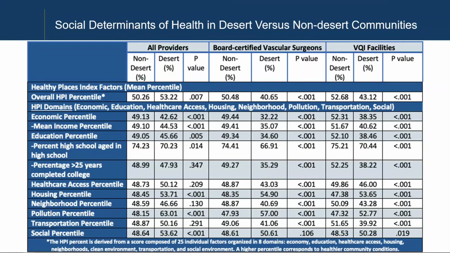The mean HPI percentile was significantly lower in the board-certified provider and VQI facility desert regions compared to non-deserts, and correlated to worse living conditions and health-related outcomes in these desert regions.